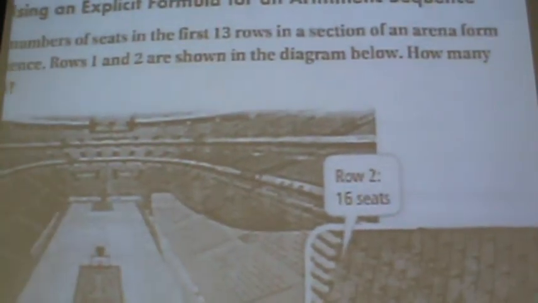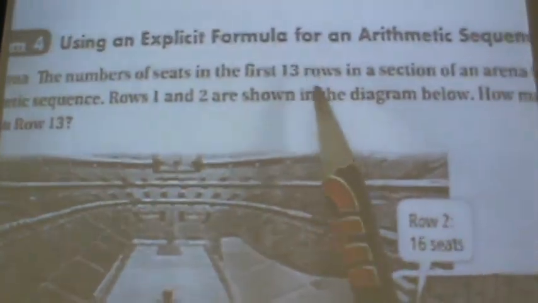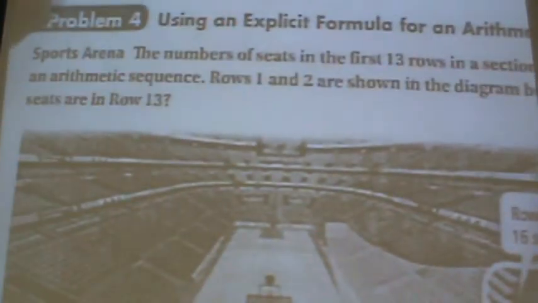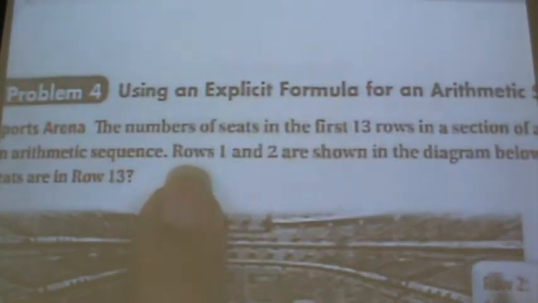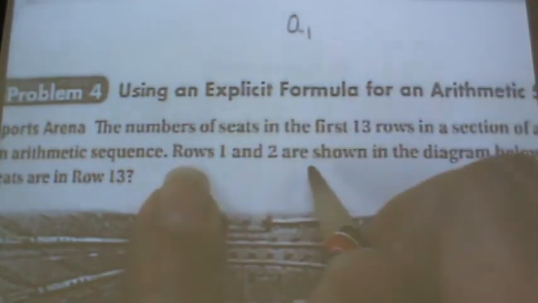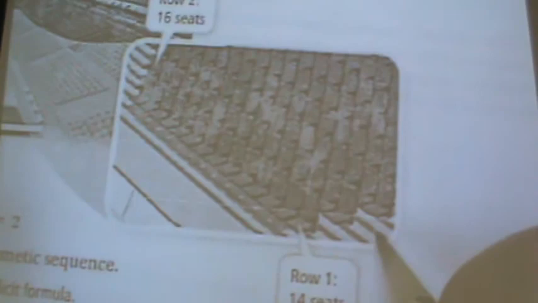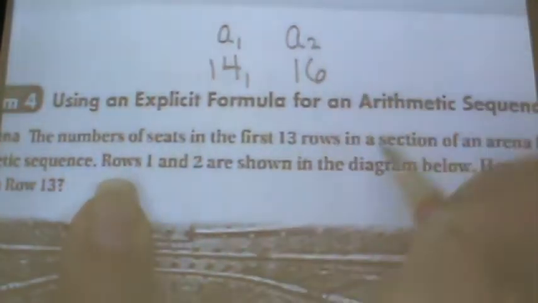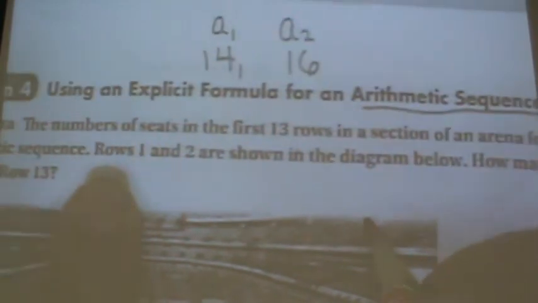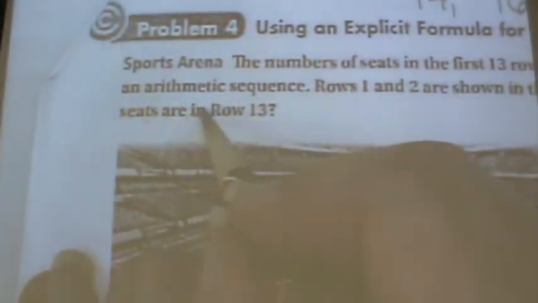Okay, we have a story problem. Sports arena. It says the number of seats in the first 13 rows in a section of an arena form an arithmetic sequence. So row 1 and row 2 are shown in the diagram. And it says it right here. Row 1 has 14 seats. Row 2 has how many seats? And it is arithmetic. It tells you how many seats are in row 13.